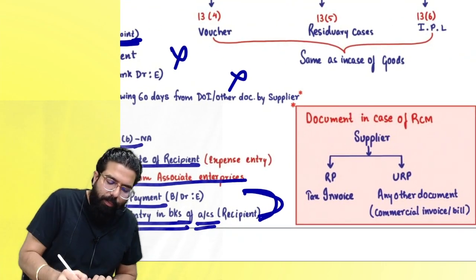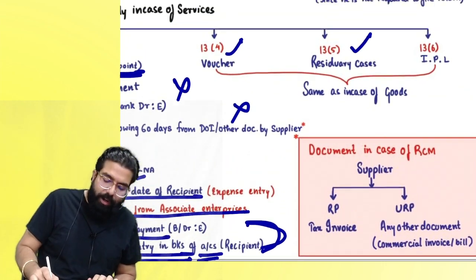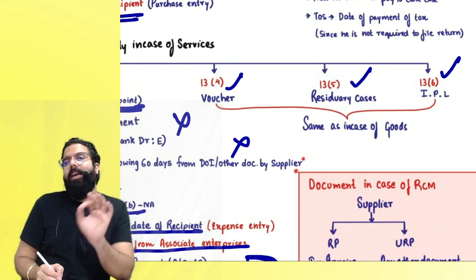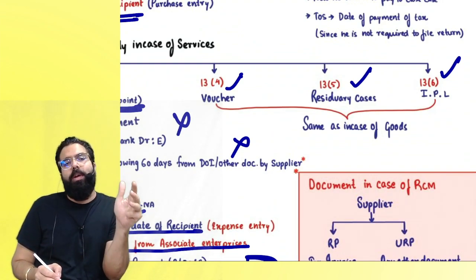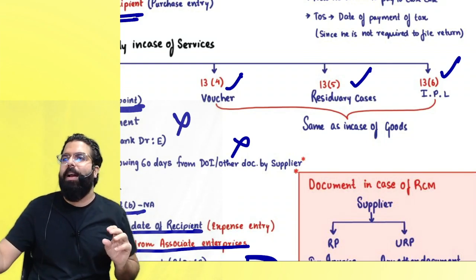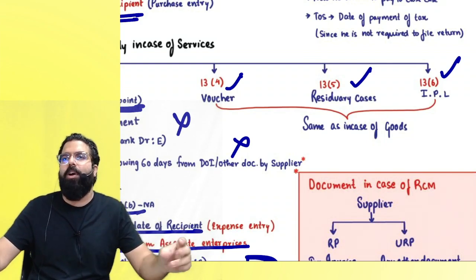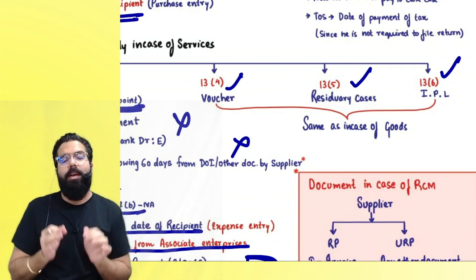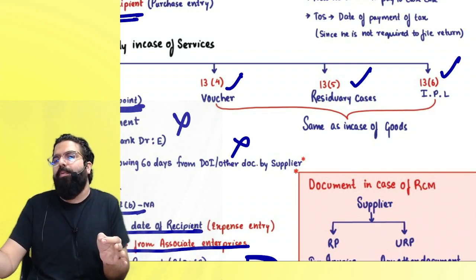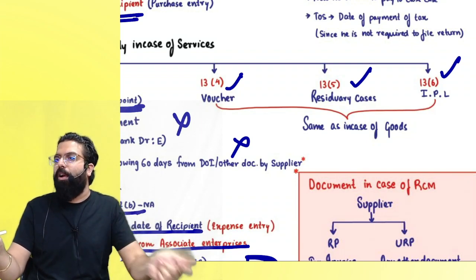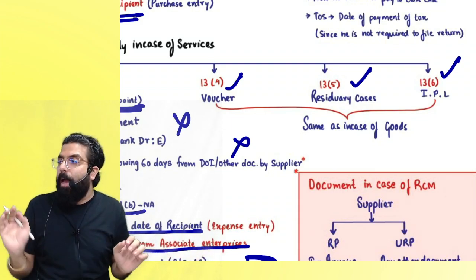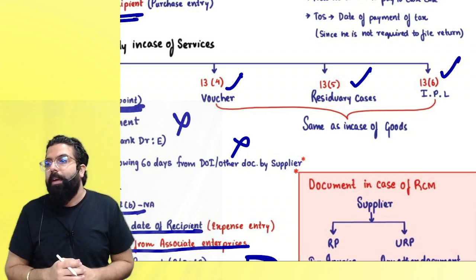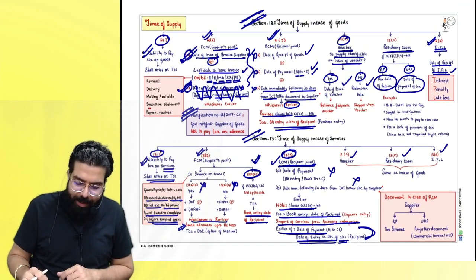Section 13.4 voucher, section 13.5 residuary case, and section 13.6 interest, penalty and late fee, same as section 12.4, 12.5 and 12.6. In voucher case, supply identifiable, date of issue of voucher; supply not identifiable, date of redemption. In residuary case, if you are required to file return, due date of return. If you are not required to file return, date of payment of tax. In the IPL case, the date of receipt of such IPL.